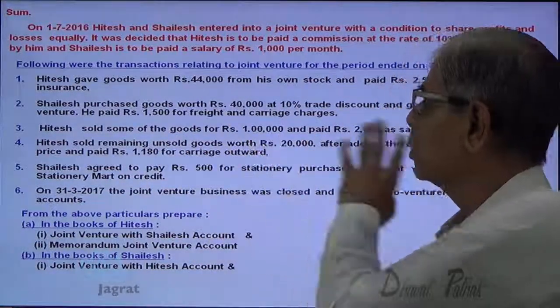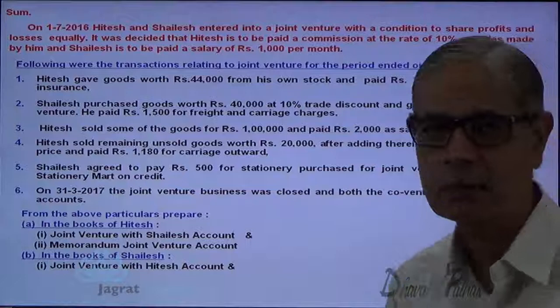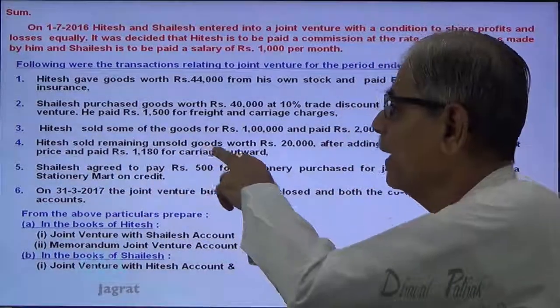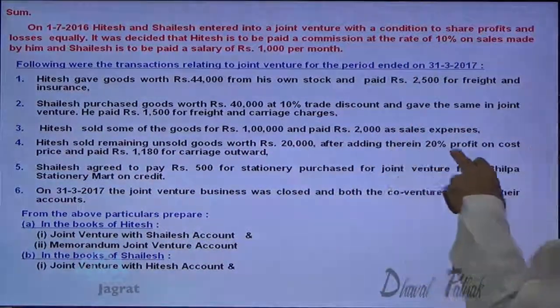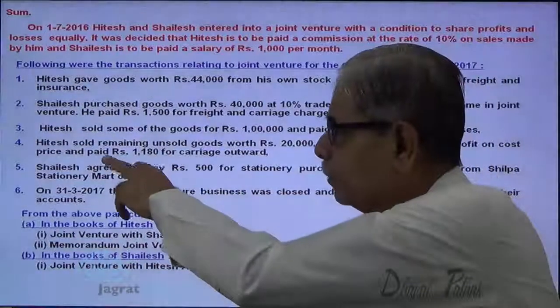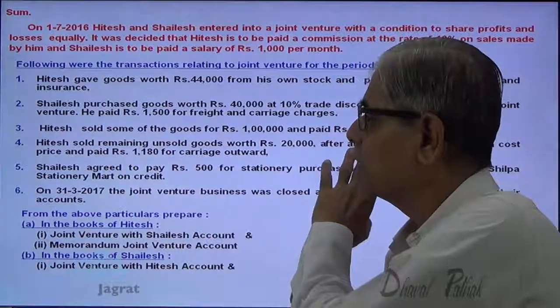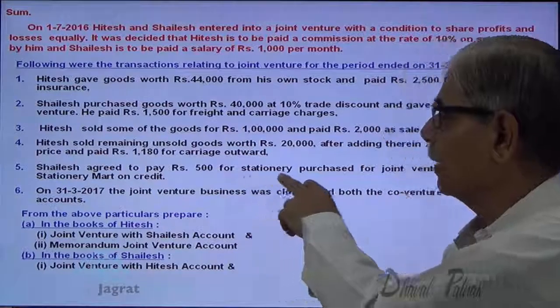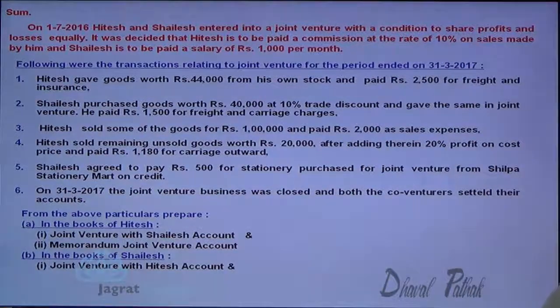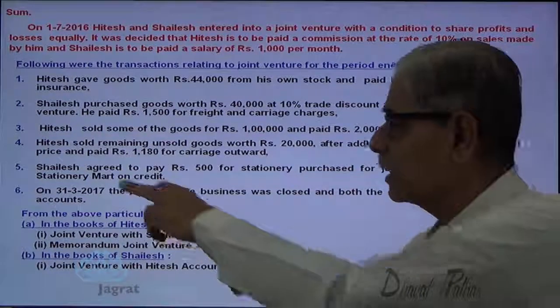Hitesh sold some of the goods for rupees 1 lakh and paid 2,000 for sales expenses. Hitesh sold the remaining unsold goods of 20,000 after adding 20% profit on the cost price and paid rupees 1,180 as carriage outward. Shailesh agreed to pay 500 for stationery purchased for joint venture from Shilpa Stationery on credit. On 31/3/2017, the joint venture business was closed and both the co-venturers settled their accounts.